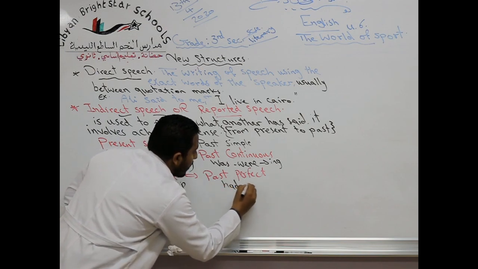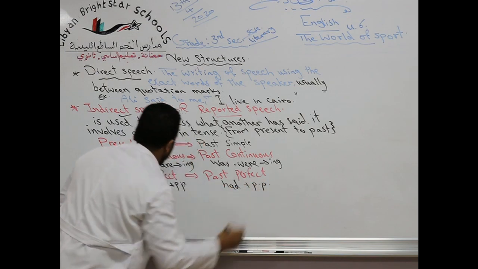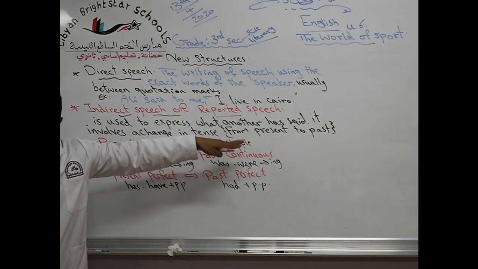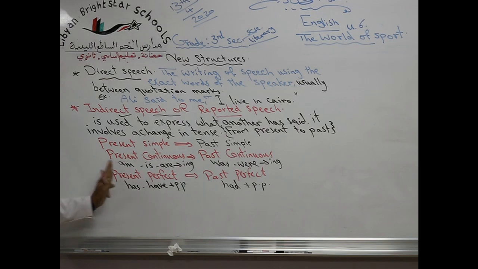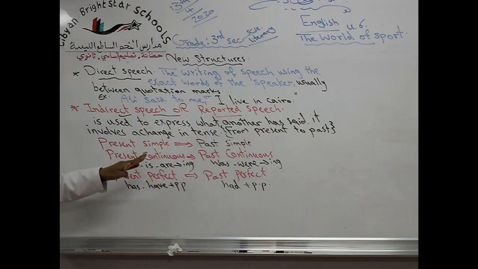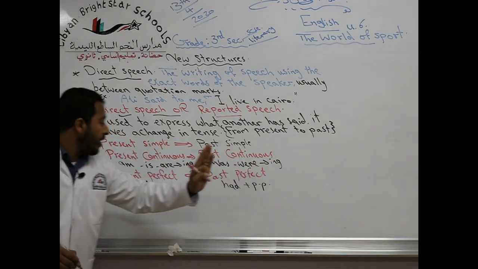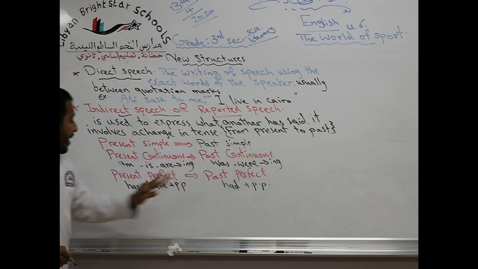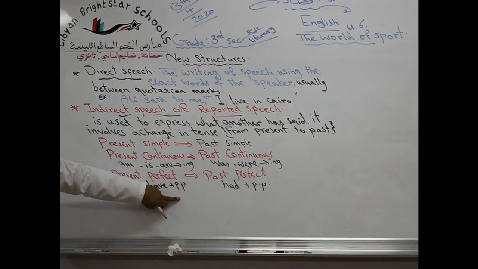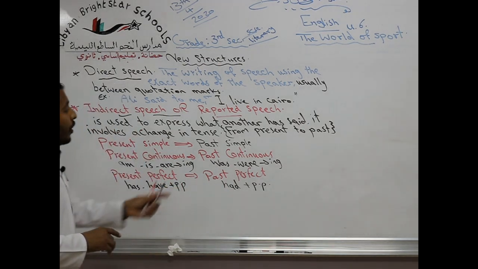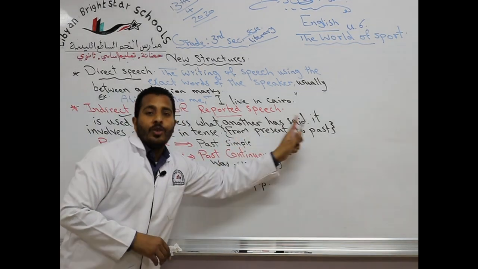Had, past participle. So we change present simple into past simple. We change present continuous into past continuous. So if we have am, is, are, ing, we change them into was, were, ing. We change the present perfect into past perfect. So if we have has or have plus past participle, it must be changed into had past participle. So we change from present into past.